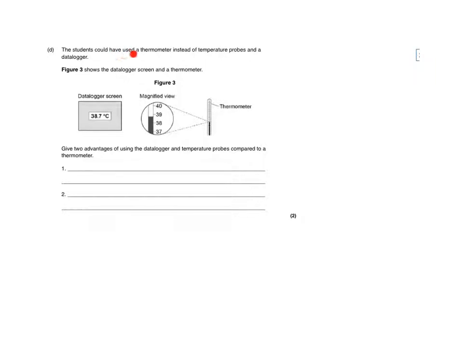The students could have used a thermometer instead of temperature probes and a data logger. Figure 3 shows the data logger screen, a magnified view, and a thermometer. Give 2 advantages of the data logger and temperature probes compared to a thermometer.